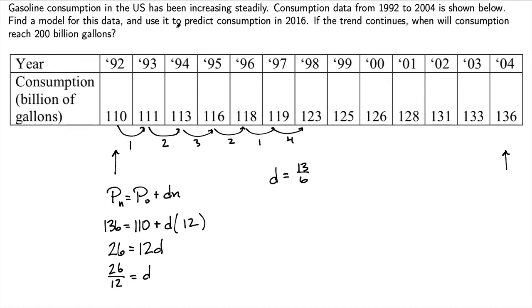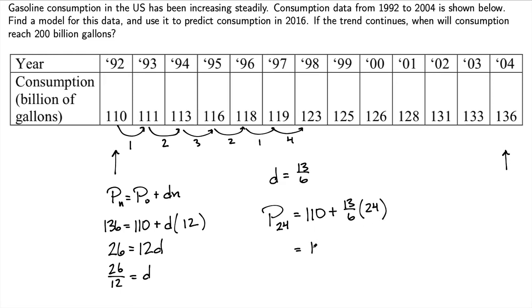So now we're going to use it to predict consumption in 2016. In 2016, if our starting year is 1992, 2016 is 24 years later. So that's going to be P sub 24. P naught is 110, the amount that we're starting with, plus D, which is 13 over 6, times N, which is 24.